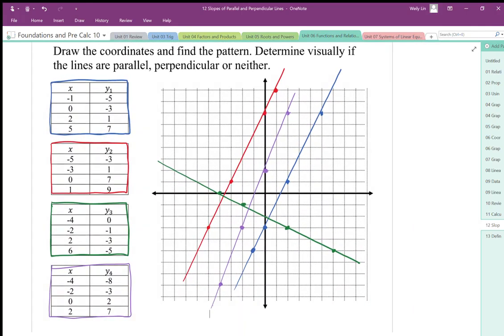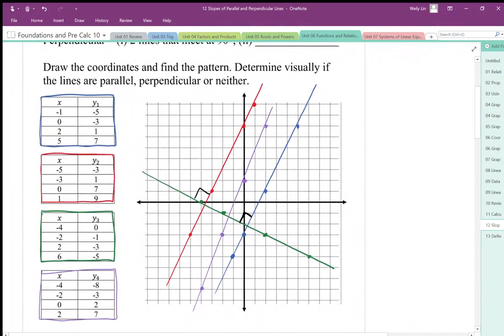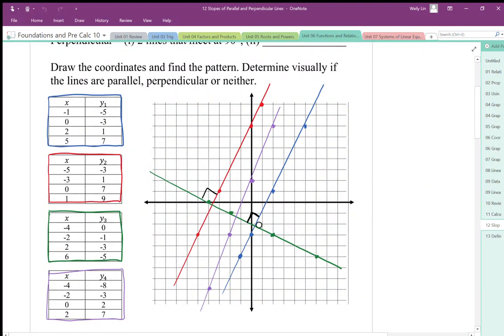And just visually looking at these lines, we can kind of see that the red line and the blue line look parallel. The green line looks kind of out of whack. You can see that it's not quite parallel with the red and blue. And this green line here is perpendicular. It doesn't look like it's perpendicular to the purple line, but it's definitely perpendicular to the red line and the blue line. Okay, so I'm just going to draw in that 90 degrees to show the perpendicular nature of these two lines and these two lines here. They are 90 degrees.